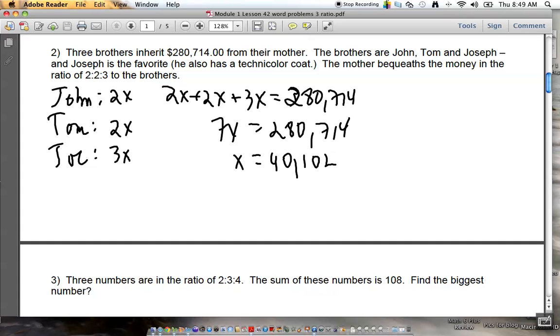Okay, so this one will be 80,204, and this one would be, let's see here, 120,306. Okay, and I did not cross out stuff as I went along, but I should have crossed that out when I put the equals. I should have done the 2 to 2 to 3 ratio, and then the brothers' names when I set them up as well. Okay? Any questions?